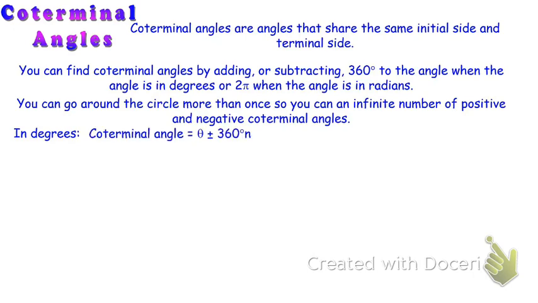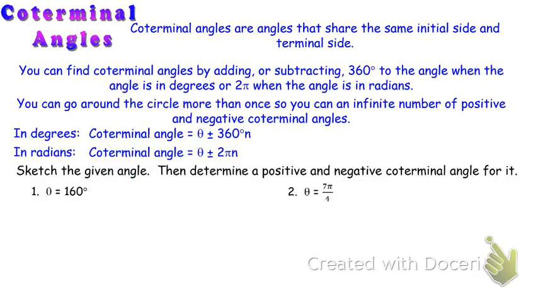So if it's in degrees, we can find the coterminal angle by either adding or subtracting 360n, n being any integer. Again, we can go around more than once. If it's in radians, we can find a coterminal angle by taking the angle theta and adding or subtracting any 2 pi n, again, n being any integer.